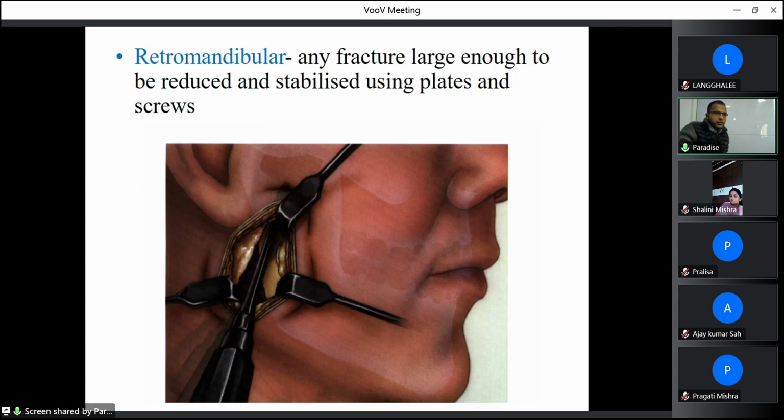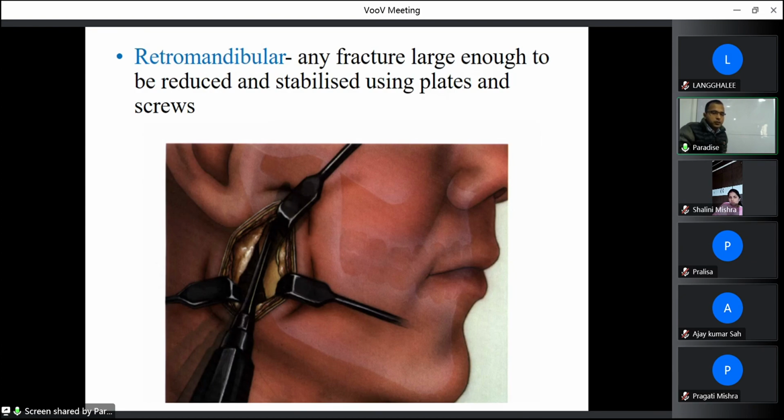Once you have incised the skin, then you have to incise the subcutaneous tissue, then you get the fascia, the superficial musculoaponeurotic system. Once you have incised this fascia, then you will enter into the parotid space, the parotid fascia. Once you give the incision in the parotid fascia, the parotid capsule, then you enter into the parotid gland.